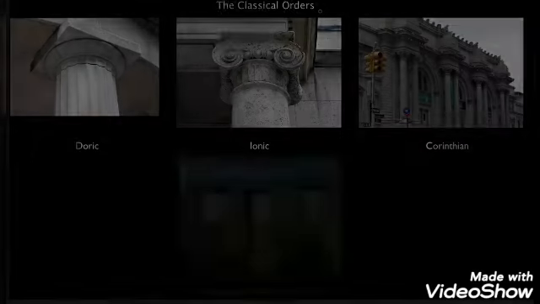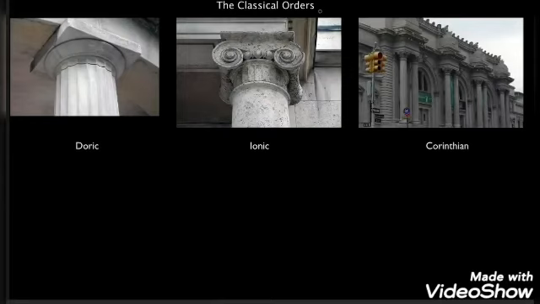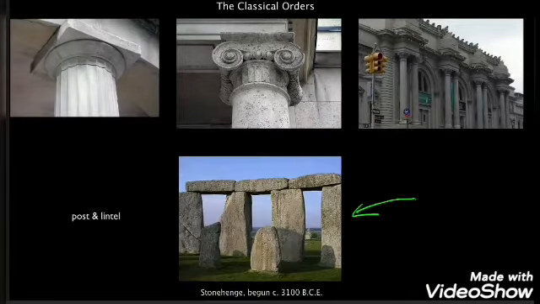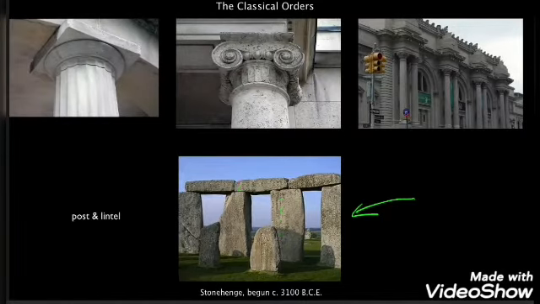Architecture is a language. And that's especially true of the classical orders, because these are essentially the building blocks of Western architecture, and they've been used for 2,500 years. This is the most fundamental, most basic, oldest kind of architectural system. And that's what the Greeks were doing, but they were doing it in a much more sophisticated way.